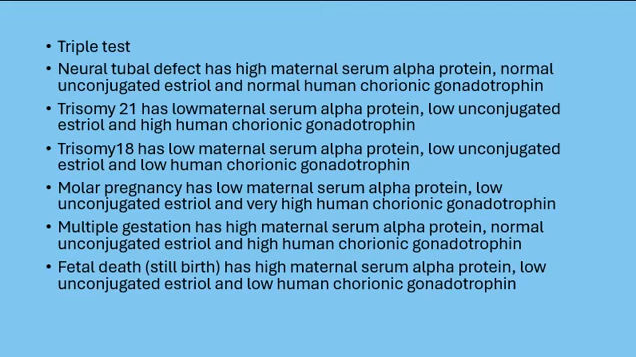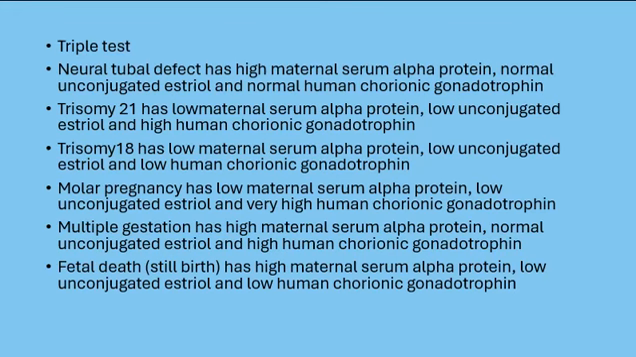Molar pregnancy has low maternal serum alpha-fetoprotein, low unconjugated estriol and very high human chorionic gonadotrophin. Multiple gestation has high maternal serum alpha-fetoprotein, normal unconjugated estriol and high human chorionic gonadotrophin. Fetal death, stillbirth, has high maternal serum alpha-fetoprotein, low unconjugated estriol and low human chorionic gonadotrophin.